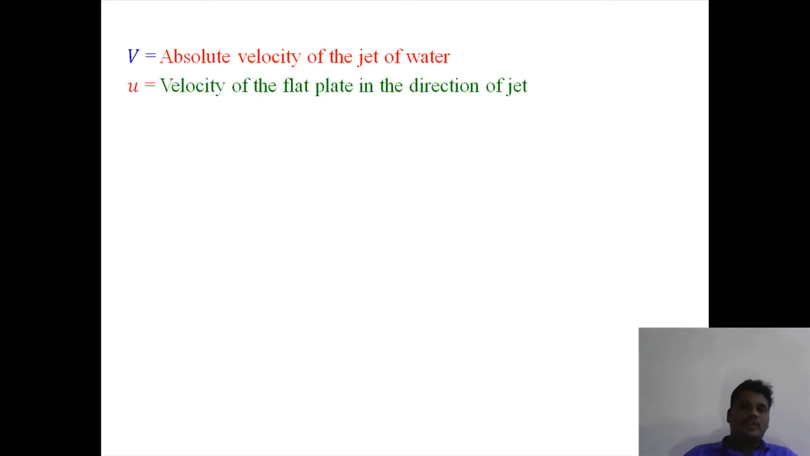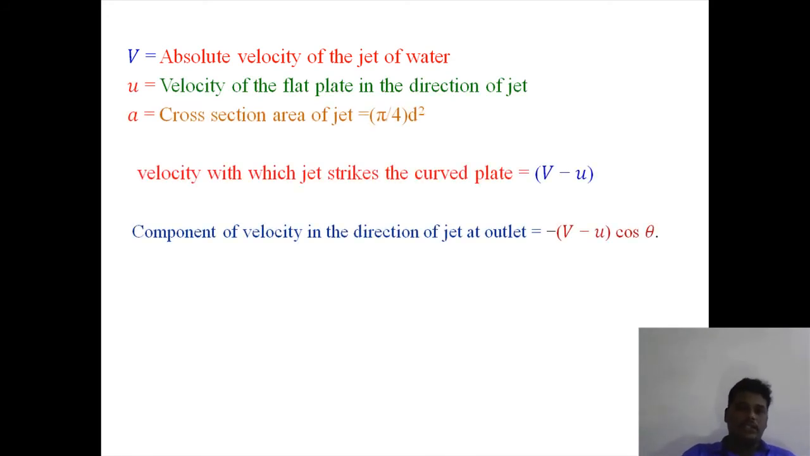Here, v is the absolute velocity of the jet, u is the velocity of the plate in the direction of the jet, and a is the cross section area of the jet, which is circular, pi by 4 d square. The velocity with which the jet strikes the curved vane is the relative velocity, v minus u. The component of velocity in the direction of the jet at outlet is minus (v minus u) cos theta, where minus indicates the direction of flow is opposite to the direction of motion of the vane.